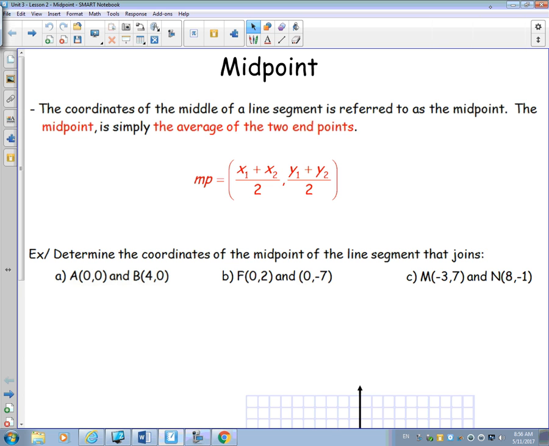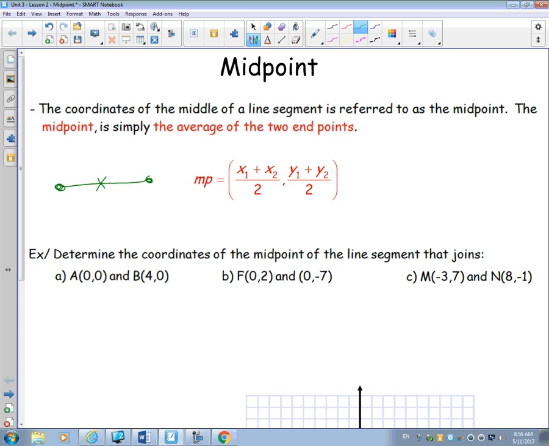In this lesson, we're going to examine two ideas. We're going to examine, first of all, the midpoint of a line. A midpoint of a line refers to the coordinates of the dot in the exact middle of a line. So if I had a line, and I knew the endpoint, and I knew the other endpoint, and I wanted to find the middle, really, I can find the average of the two ends.